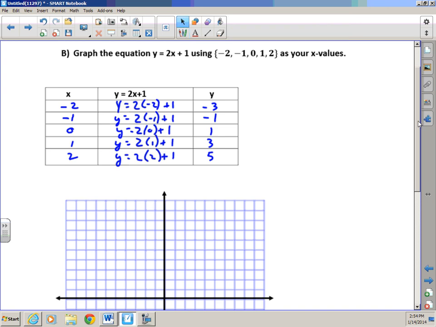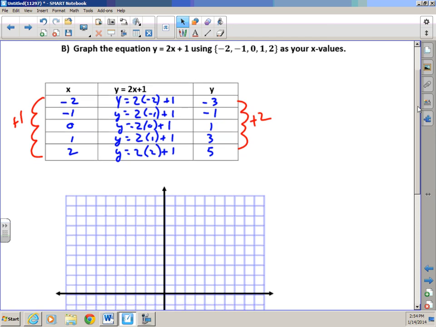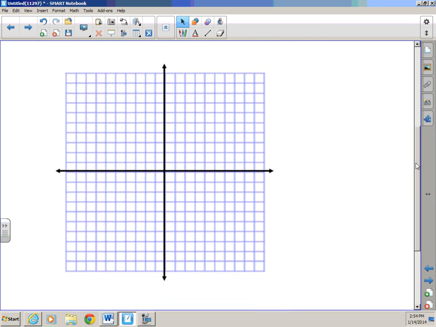Now, if you notice, and it's not a coincidence, my x values are going up by 1 each time, and my y values are going up by 2 each time. That's called a constant rate of change. And a constant rate of change needs to exist to be able to have a linear equation and a line.